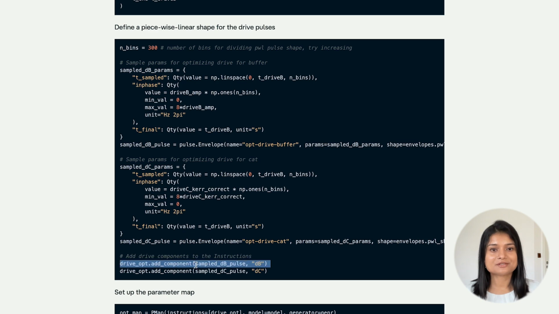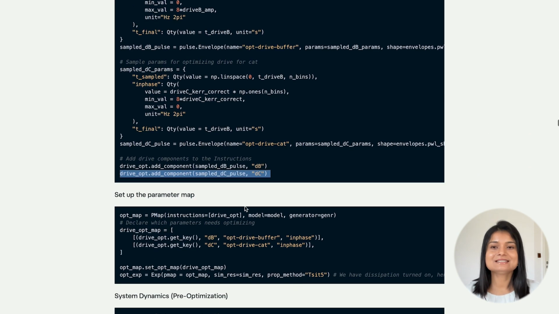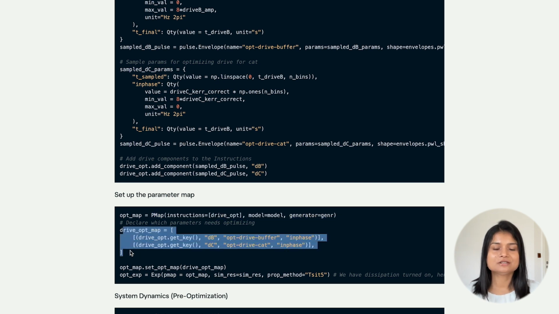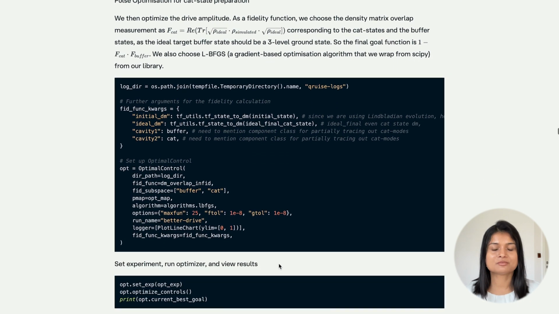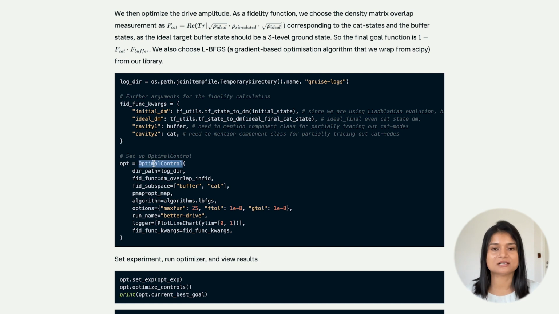Then we also set the parameter map with this new drive instruction and declare which parameters we want to target for the optimal control. So we allow the modulation of the in-phase components of the drives. And we build a new experiment object, pre-compute the propagators, and then we instantiate the Cruise optimal control class by providing a goal function which we want to minimize. In this case, it is the infidelity measure of the density matrix overlap between the ideal state and the simulated outcome, spanning over the subspace of the buffer and the cavity.